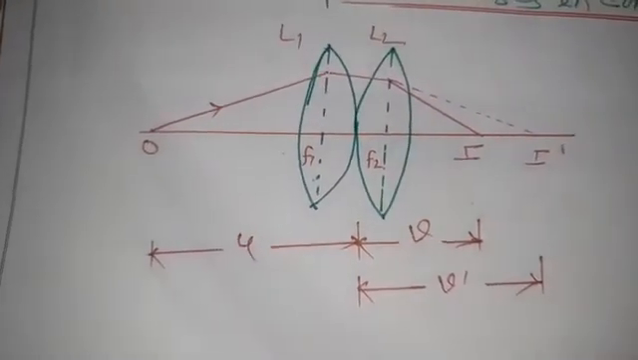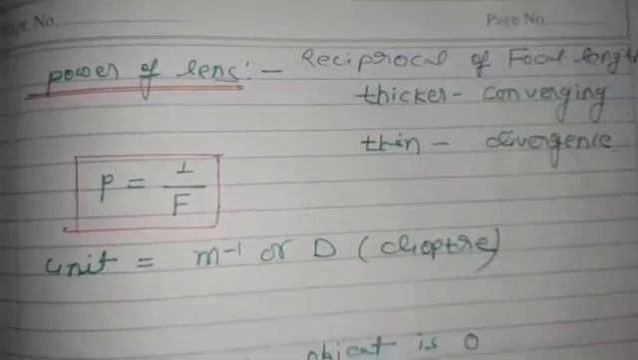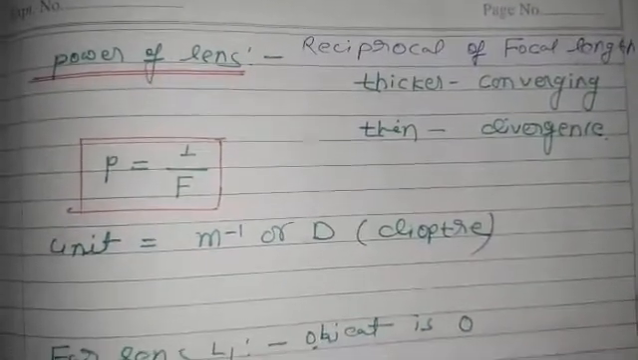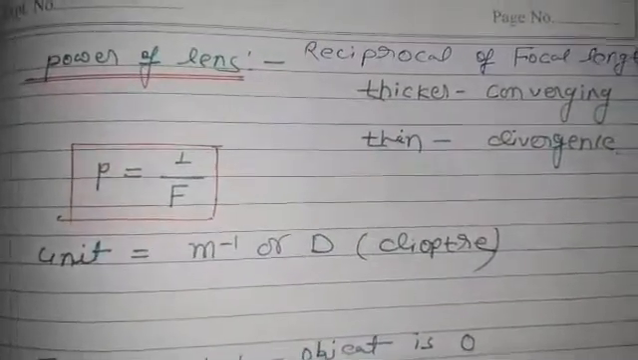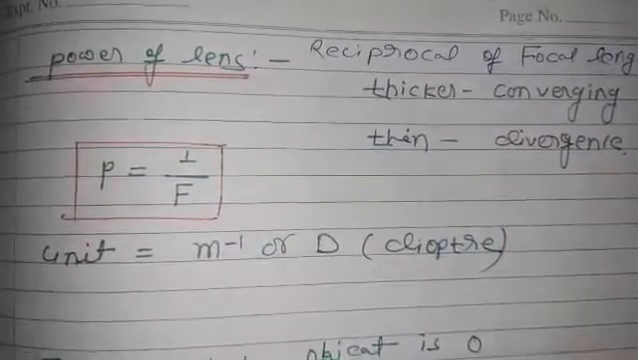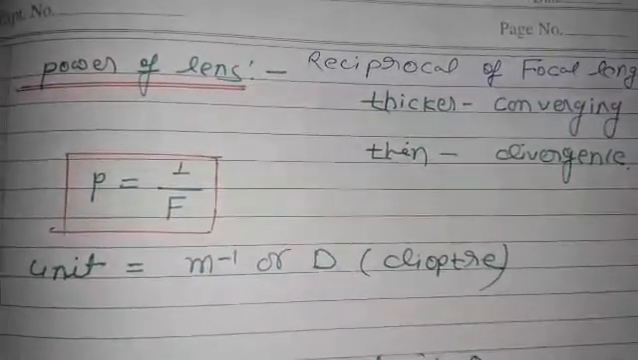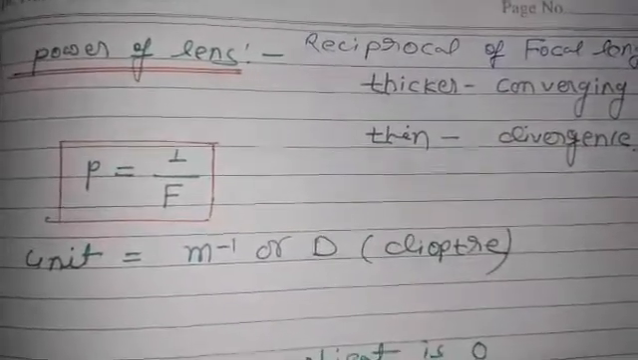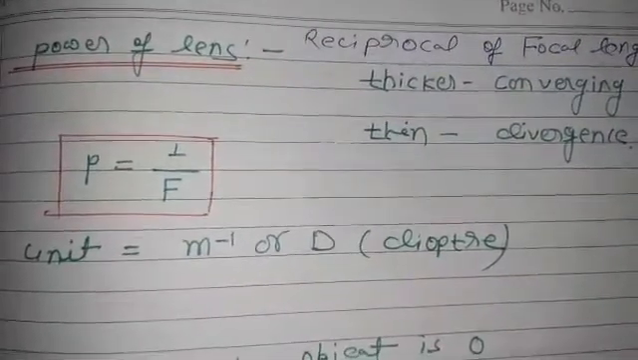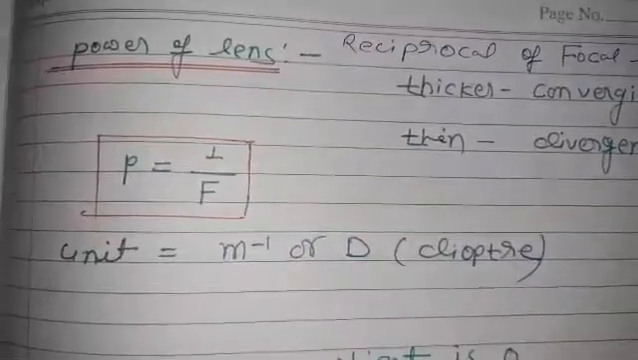Recently we discussed the power of a lens, that is the reciprocal of focal length, P equals 1 upon f. If the lens is thicker, then convergent action is more, and if it is thin, then diverging action is more. The unit is m inverse or diopter.